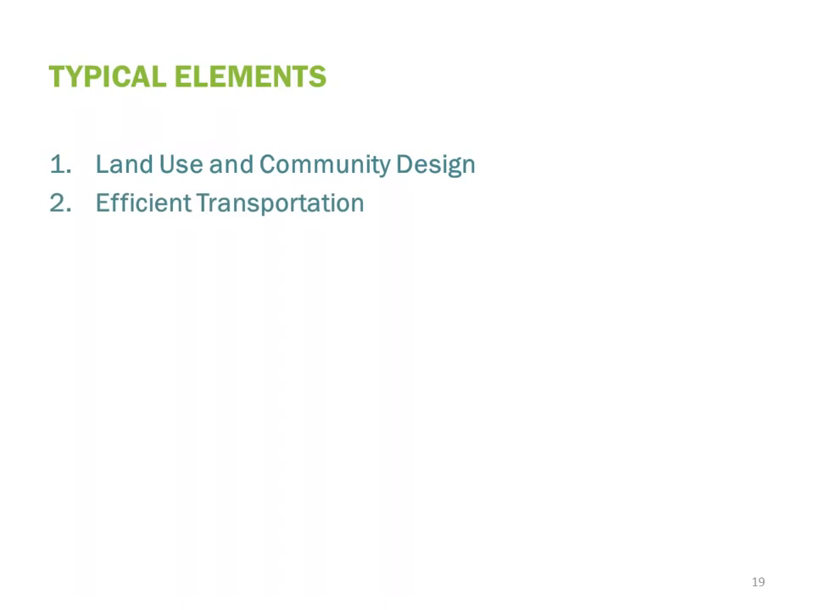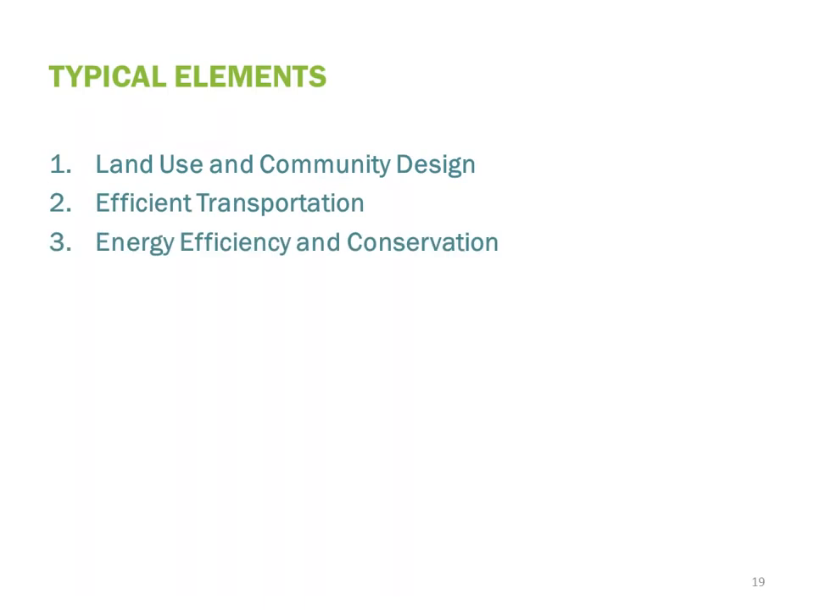Now, typical elements that you will find in a sustainability plan will include land use and community design. This element focuses on smart growth with a move to a more urban environment by incorporating pedestrian-friendly, transit-oriented elements. Another key aspect of this topic is the preservation of open space and avoiding urban sprawl. The second typical element is efficient transportation. This element focuses on transportation demand management strategies, clean fuel, and circulation system strategies.